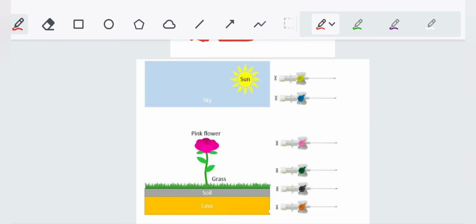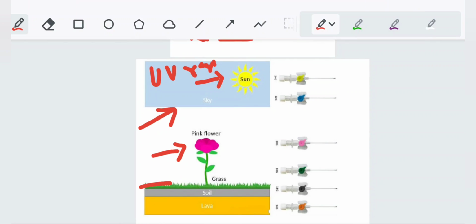Here, the lava inside the earth, then comes the soil layer, then comes the grass layer, then comes the pink flower over the earth, then comes the sky, then comes the sun, and then UV rays, that is violet rays. So here one more will be 26, that is violet.